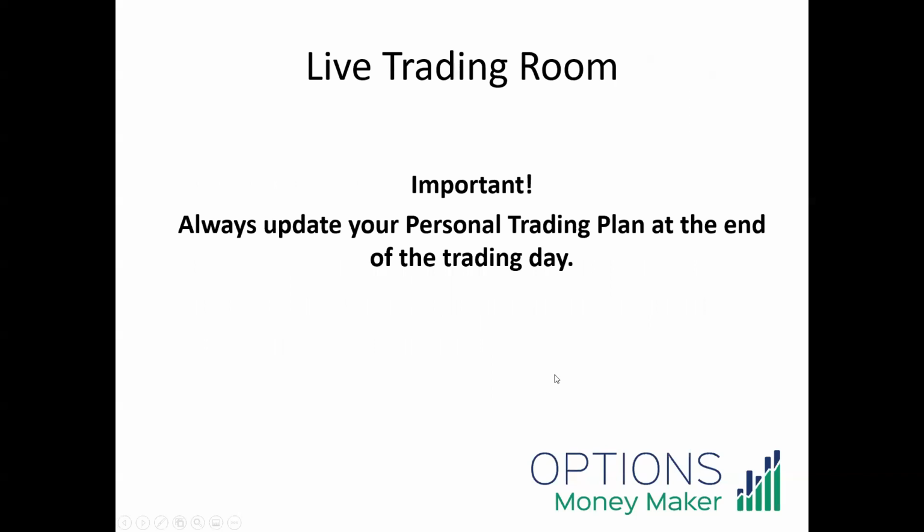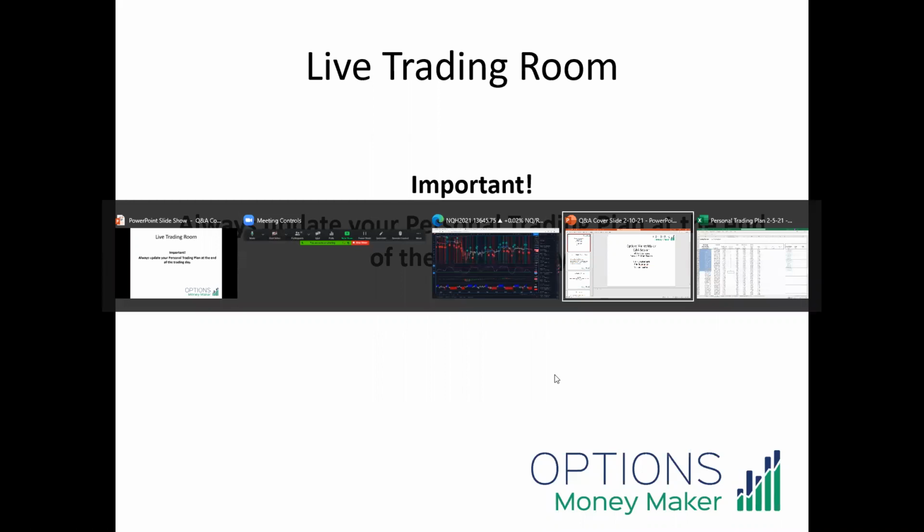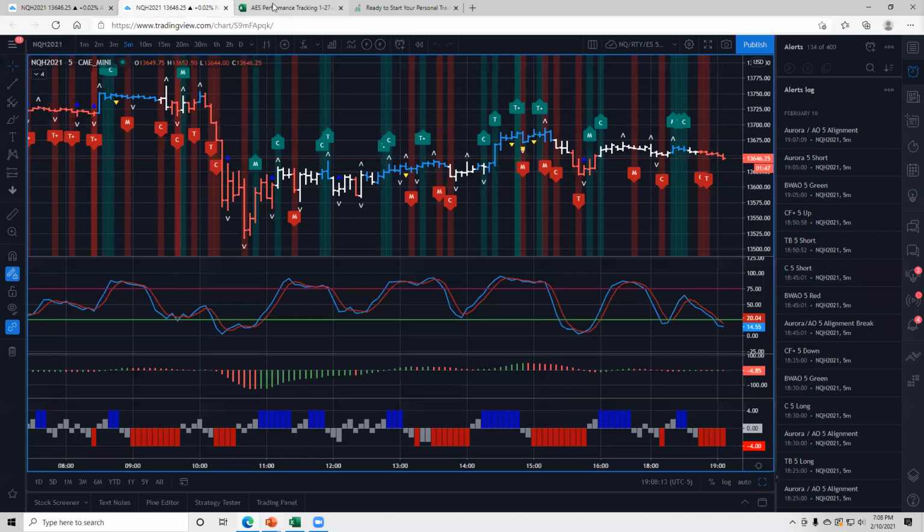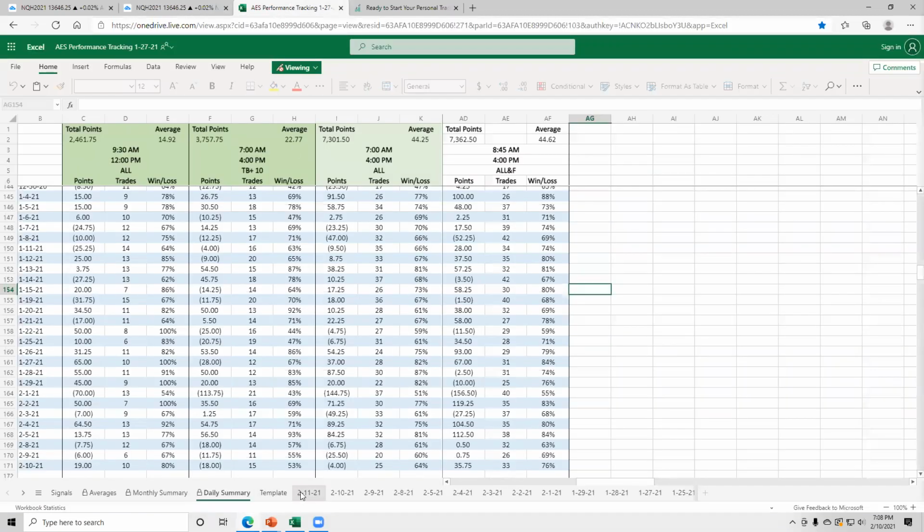Now, one of the things I do here in the Q&A is I update our personal trading plan. So I mentioned the personal trading plan and how important it is in terms of viewing your trading as a business. So what I'm going to do is jump over to our performance tracking. Hold on right here. I'm going to pull up performance tracking.